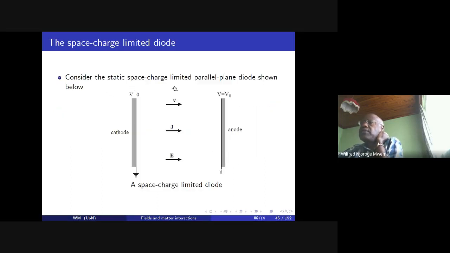So we consider a parallel plate diode, okay, where it's planar. We have an anode at a position d and a cathode at the position there, which we are calling 0. And we know that because of the charged particles moving with a velocity v, they'll represent a current density J, and the E field between the anode and the cathode is E, and is directed there.